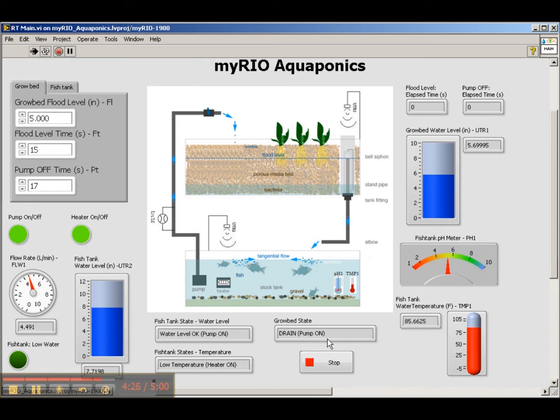Now, in summary, you can see that myRIO Aquaponics allows the user to monitor and control several key parameters of aquaponic systems, such as temperature, pH level, water levels in the grow bed and the fish tank, and also tune different timing parameters of the flood and drain cycle.